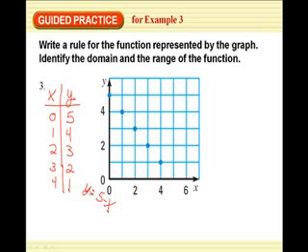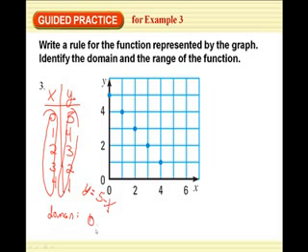So there's my rule. My domain are these numbers, and these are my range. So I would write it like this. I would go domain 0, 1, 2, 3, and 4, and I would go range 5, 4, 3, 2, 1. Alright?